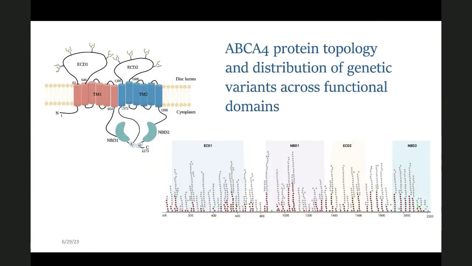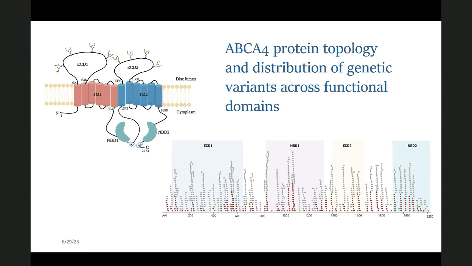ABCA4 is a membrane protein, and I'll tell you in just a moment where it's localized, but it's localized to the retina, and it's in the rod outer segment discs. So you see up in the left-hand corner here that in nature, in the native state, ABCA4 spans the lipid bilayer. It has two extraluminal domains, and it has two nucleotide binding domains.